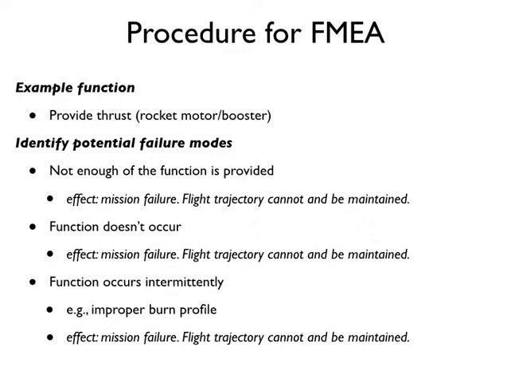A few more examples here. Not enough of the function is another way to look at it. This would result in a mission failure as well. Most likely the flight trajectory wouldn't be able to be maintained. The function does not occur is the obvious one. If you look at the functional architecture of a system, you can easily go through and say, what happens if this function doesn't occur? That's essentially what's being done here. And of course that means a mission failure, because we designed functions to be relevant to the system. So there are very few cases where a function can fail and it doesn't affect a mission.